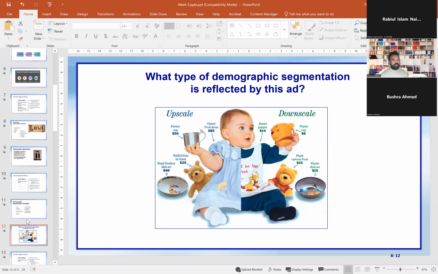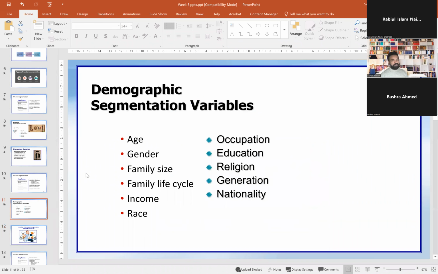And you can pick other variables as well. You can pick family life cycle. That could be another variable. If it's a young couple who are only recently married, they will have a different family. The ones with a big family, maybe a family of 2-3, they will have a different family size.